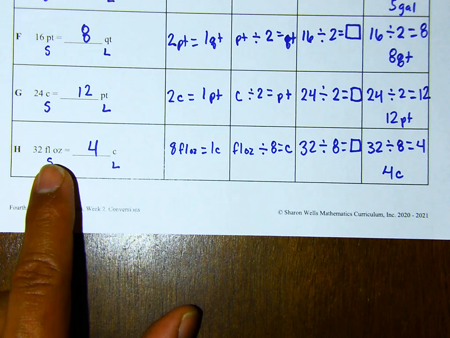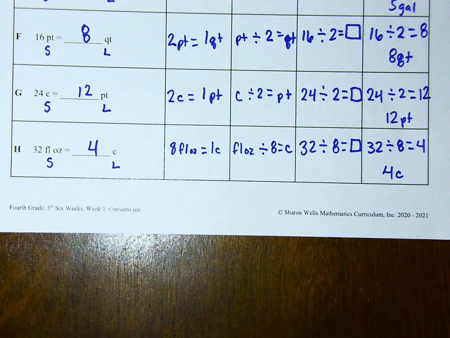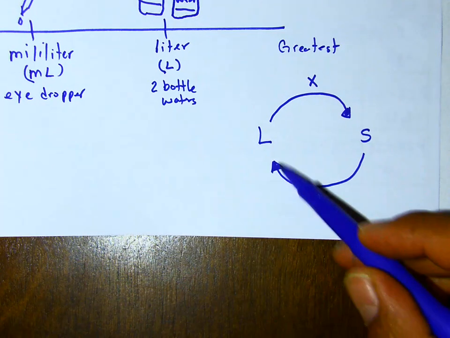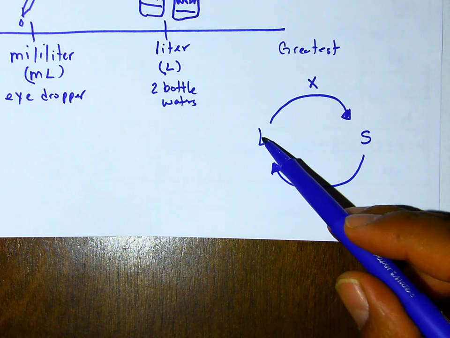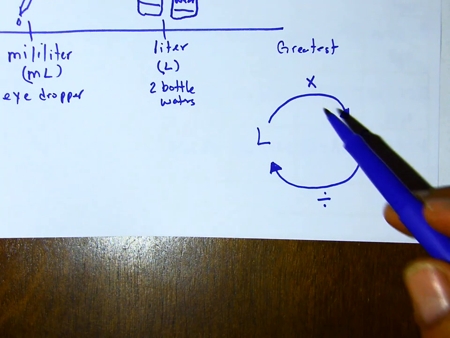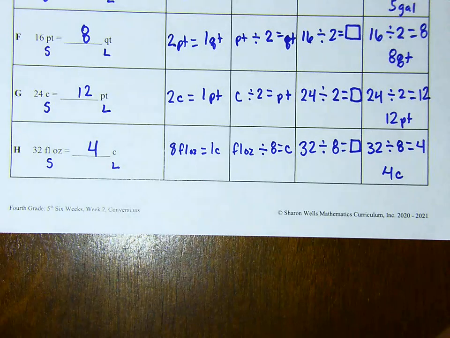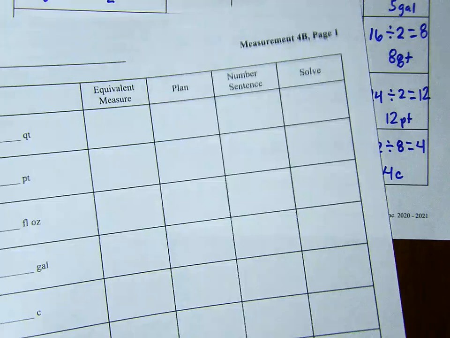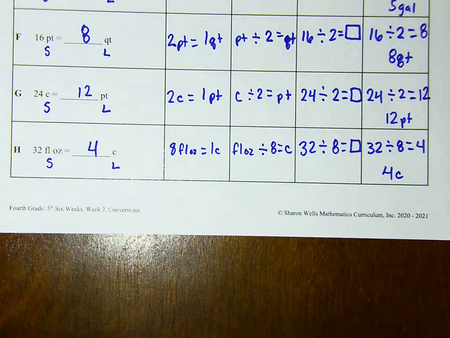Remember, if you're going from small to large, you're going to divide. If you're going from a larger unit of measure to a smaller unit of measure, then you're going to multiply. Now you try 4b on your own.